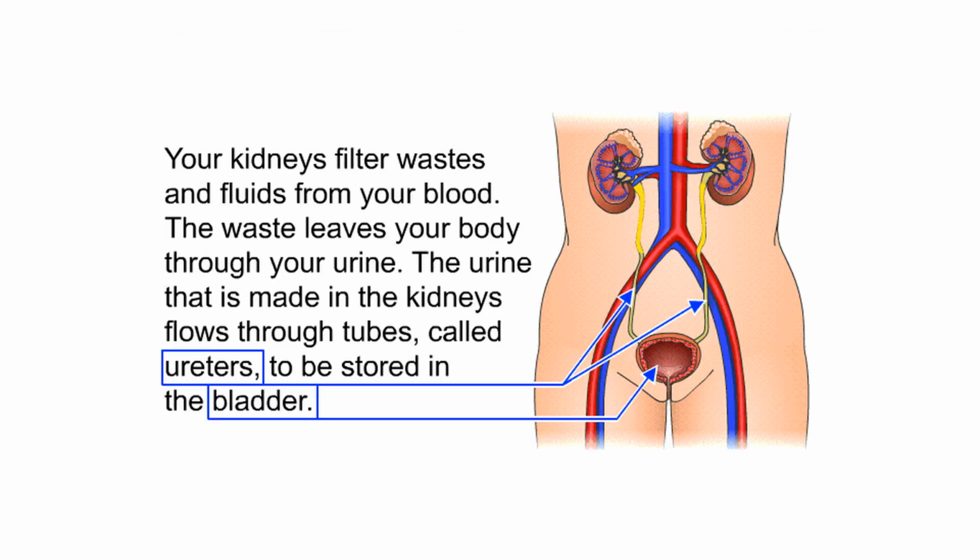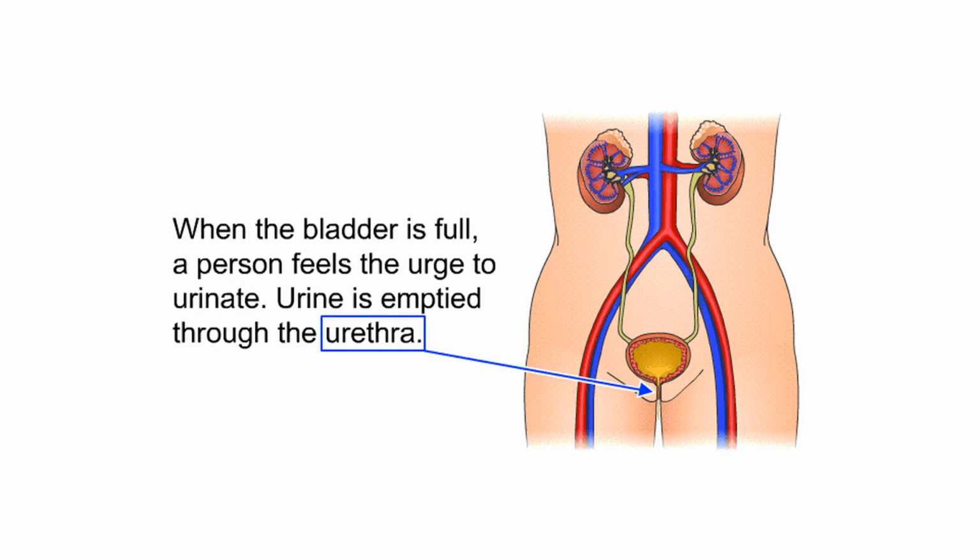Your kidneys filter wastes and fluids from your blood. The waste leaves your body through your urine. The urine that is made in the kidneys flows through tubes called ureters to be stored in the bladder. When the bladder is full, a person feels the urge to urinate. Urine is emptied through the urethra.